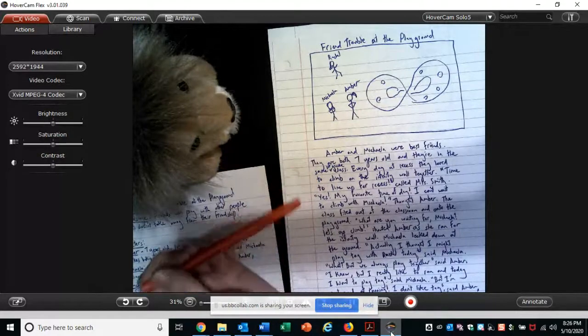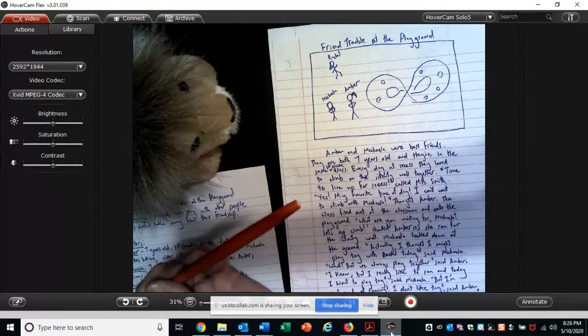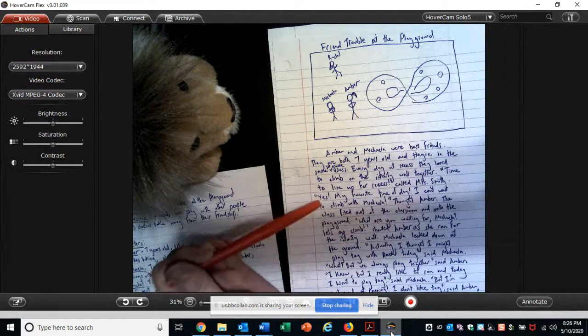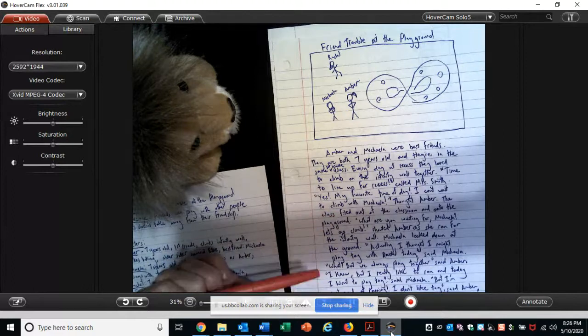So Amber and Michaela were best friends. They're both 7 years old, and they're in the same first grade class. Every day at recess, they love to climb on the infinity wall together. "Time to line up for recess," called Mrs. Smith. "Yes, my favorite time of day. I can't wait to climb with Michaela," thought Amber. The class filed out of the classroom and on the playground.